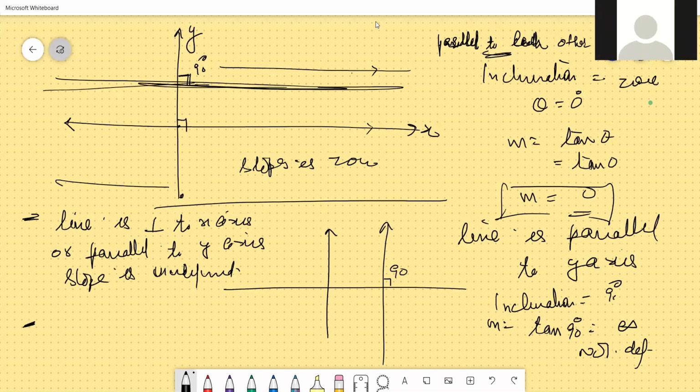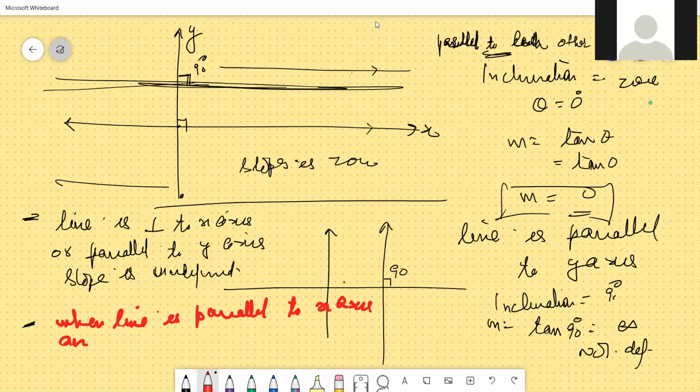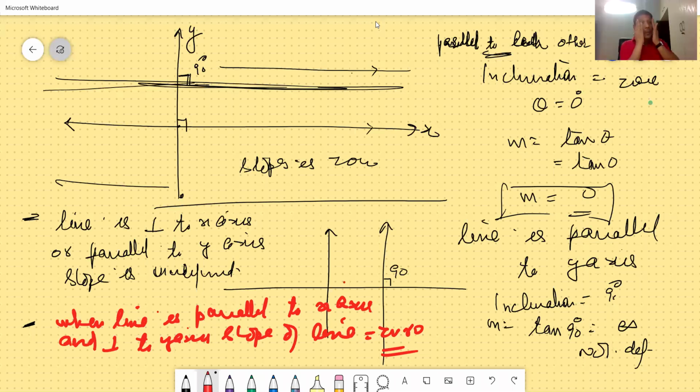And the previous point was when the line is parallel to the x-axis, perpendicular to the y-axis, the slope of the line is 0. Tell me till here, कौन मेरी बात को समझ गया?